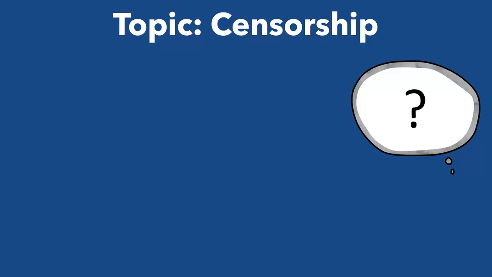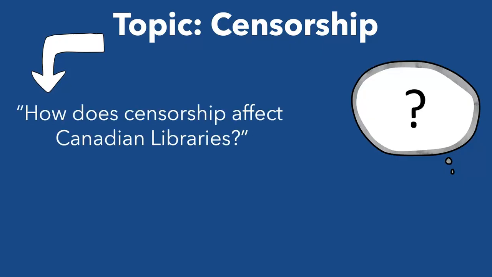Censorship is an example of a very broad topic. Consider what you'd like to learn about the topic and try phrasing the topic as a question to make it more manageable. Try narrowing your search by looking at one aspect of the topic. For example, you could look at a specific industry using the question, "How does censorship affect Canadian libraries?"